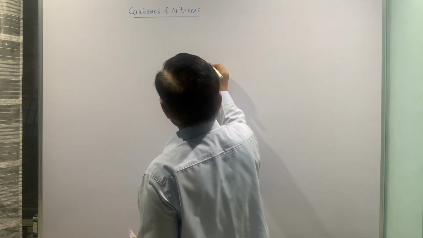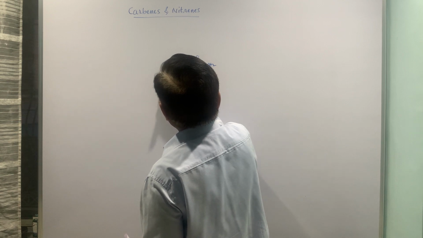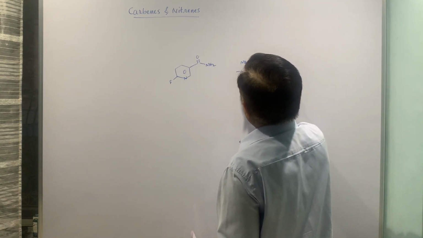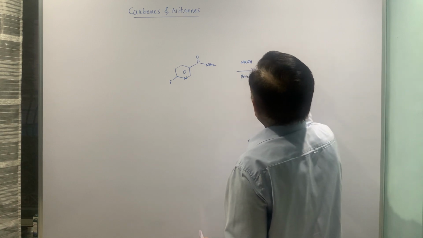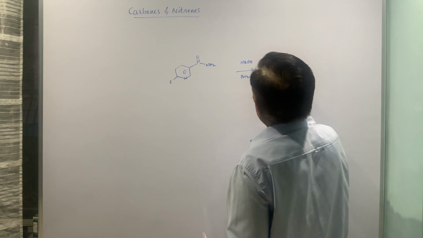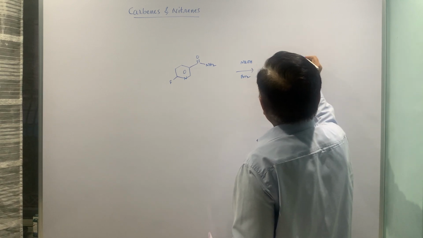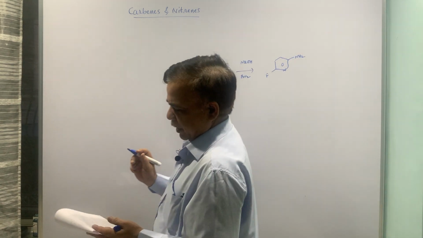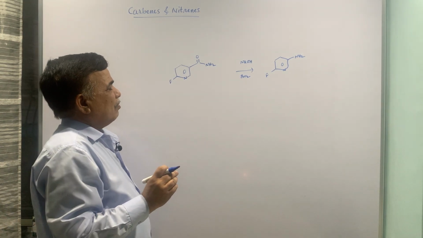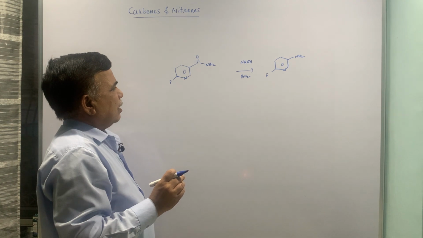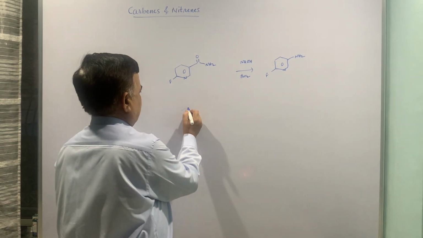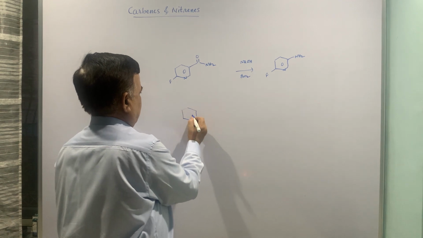CONH2, NaOH, bromine, and what you will get? You get amine. So this is Hofmann degradation. Now how nitrine is formed, that is the first thing.